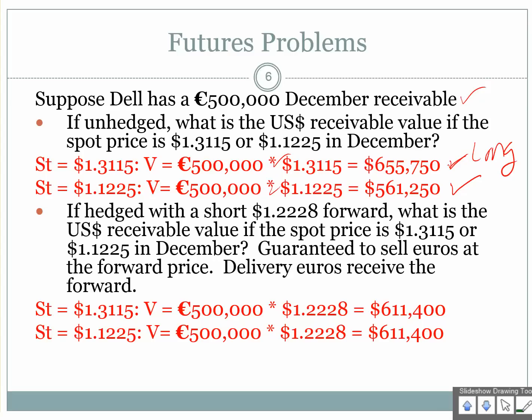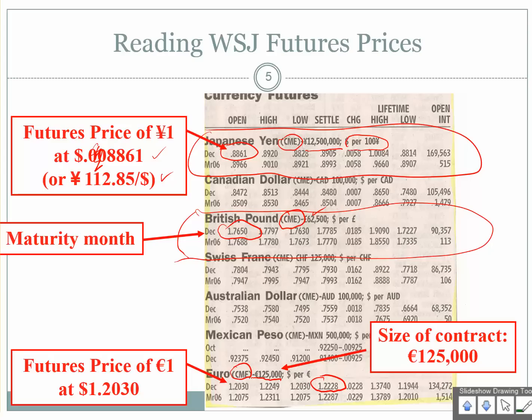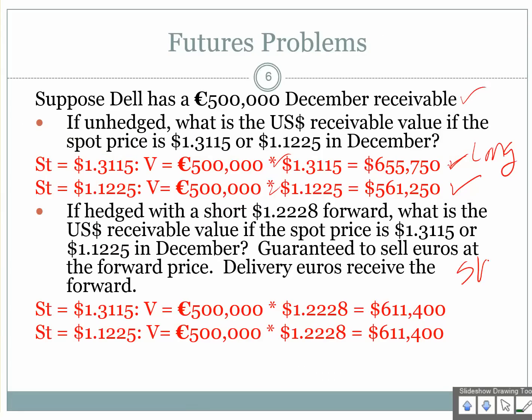Now what Dell could do is go back to the CME and see that the December delivery price is $1.2228. Each contract is for 125,000 euros, so they could take a long position in 4 of these contracts, in which they are now locked in to selling. I'm sorry, if they have a receivable, they actually want a short position in that contract, right? Because they are going to be receiving euros from, say, a vendor or some kind of contract. And they need a contract to sell the euros, so that we call being a short position, or a seller of the euro forward contract.